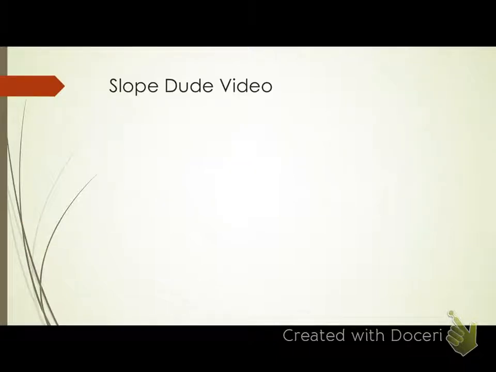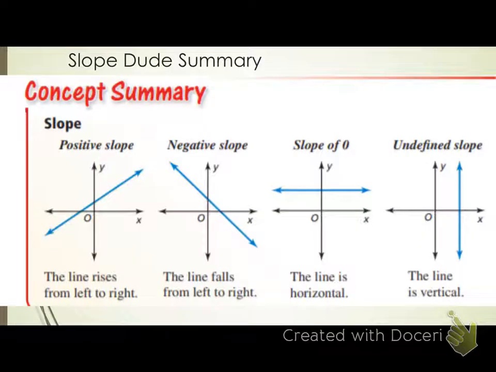Oh yeah, I forgot. So, Slope Dude. Here's a little summary of what they pretty much just said in that video. Slope Dude skis from left to right. So, going uphill from left to right. What did he say? Puff, puff, positive.